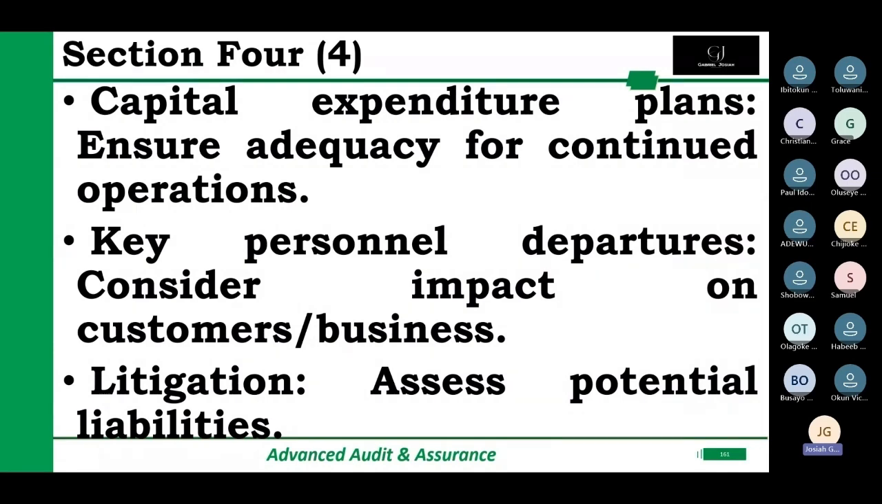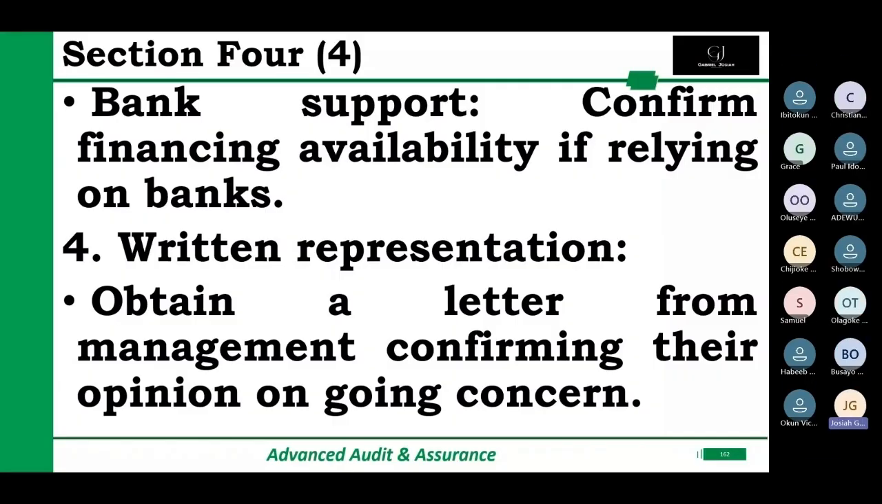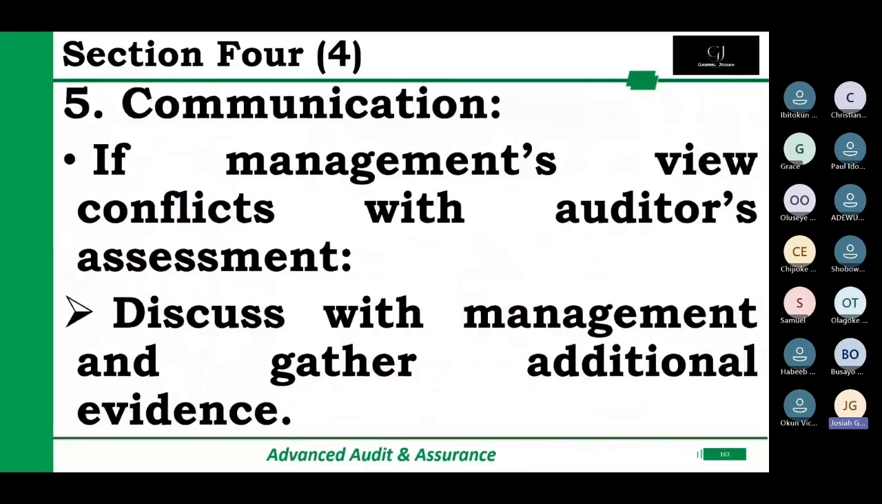Like I said, I gave an example of the CEO or CFO, key positions, and he needs to consider the impact on customers and the business. He needs to check court cases, litigations, and assess potential liabilities the organization could face. He also needs to check bank support by confirming finances available for the business if the business relies on banks. He also needs to do this by written representation, obtaining a letter from management confirming their opinion on the going concern assessment they made.